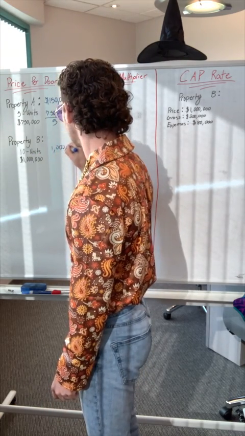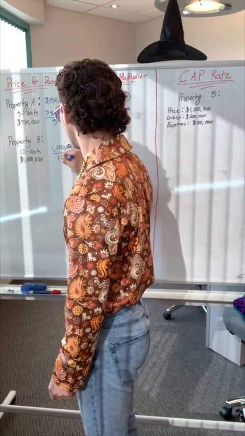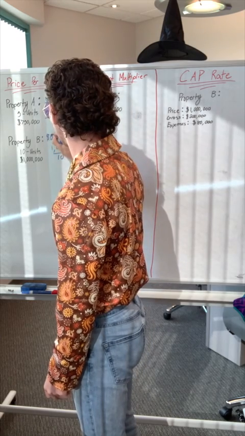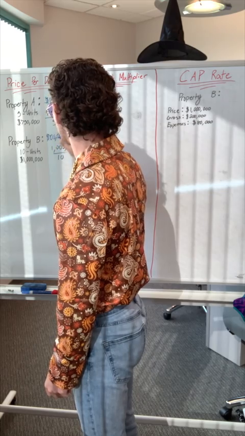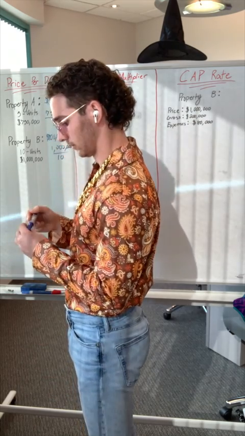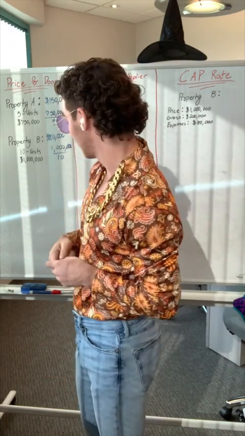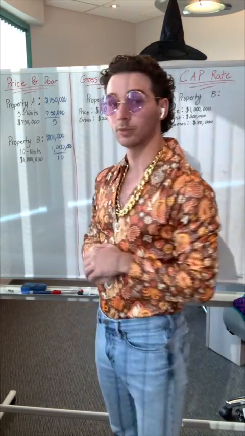$1 million divided by 10, $100,000 per door. Just looking at the simple calculation, you tell me which one looks like a better deal: $150,000 a door or $100,000 a door.